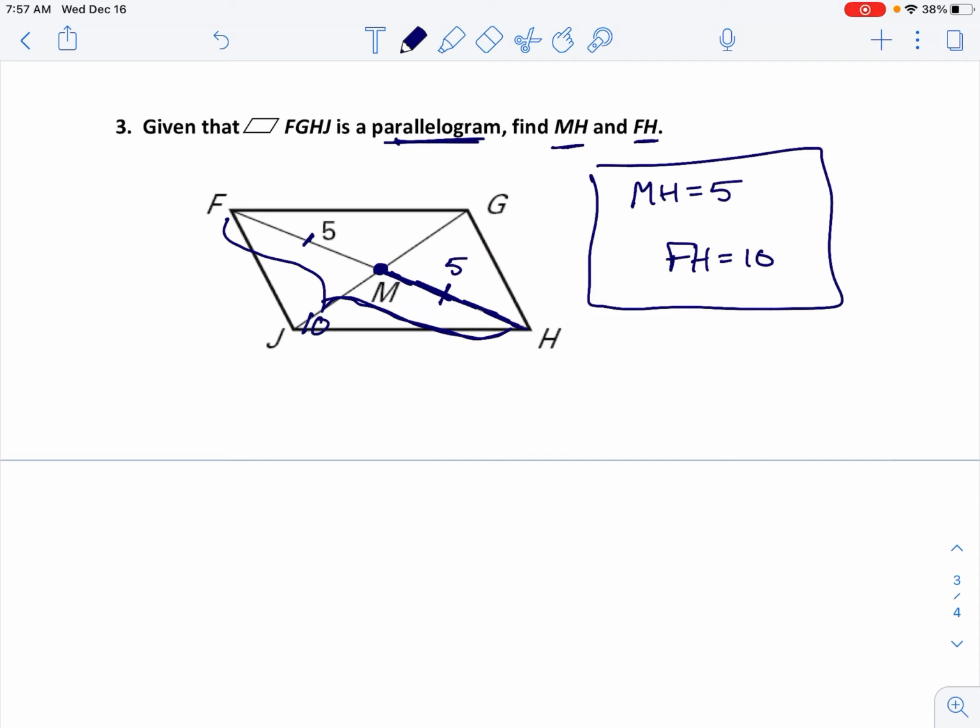So that is about it for today. Just a little intro to what a parallelogram is and what their properties are. So if you guys have any questions, let me know, and I'll talk to you guys later.